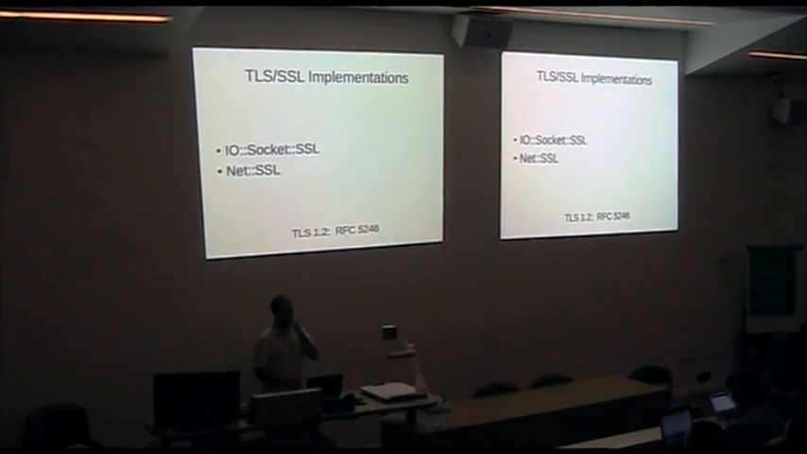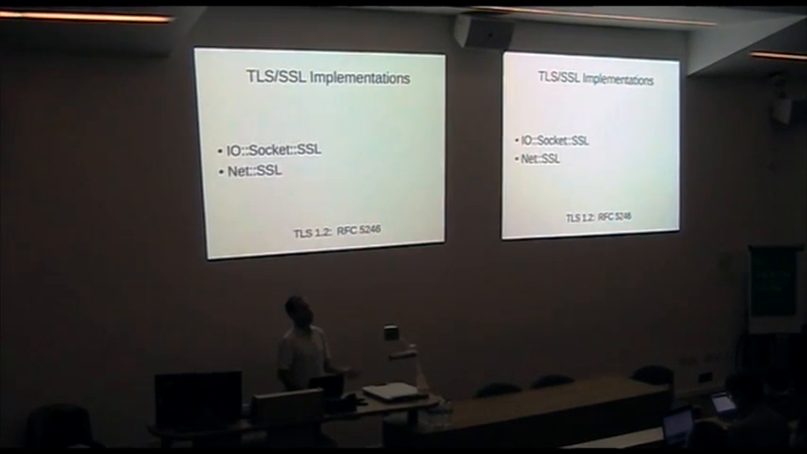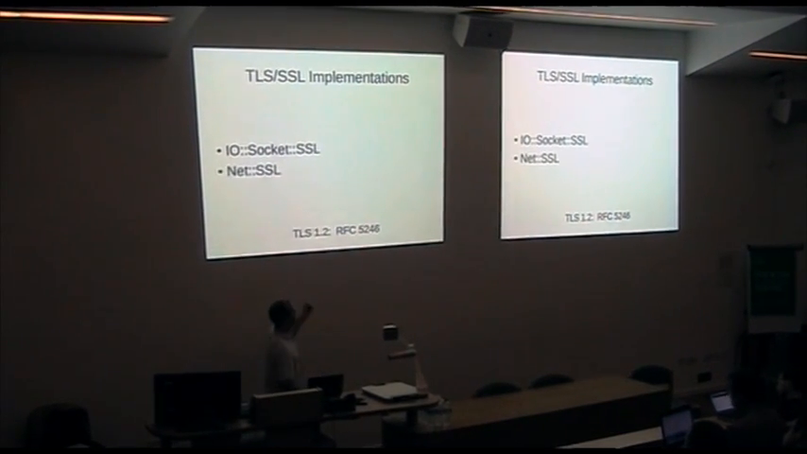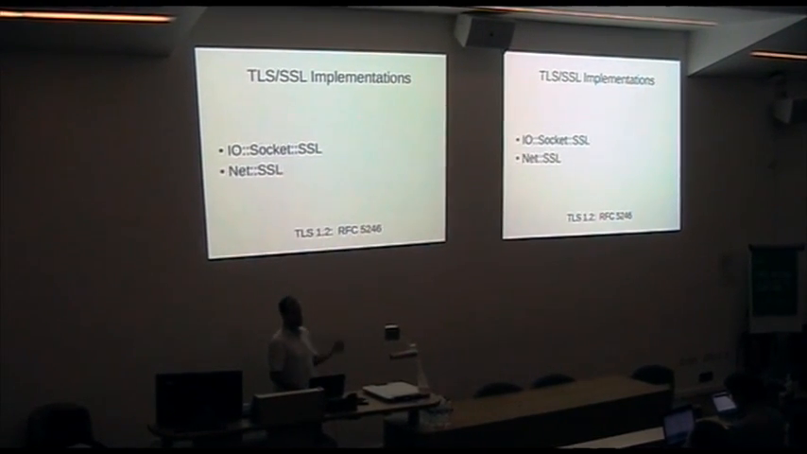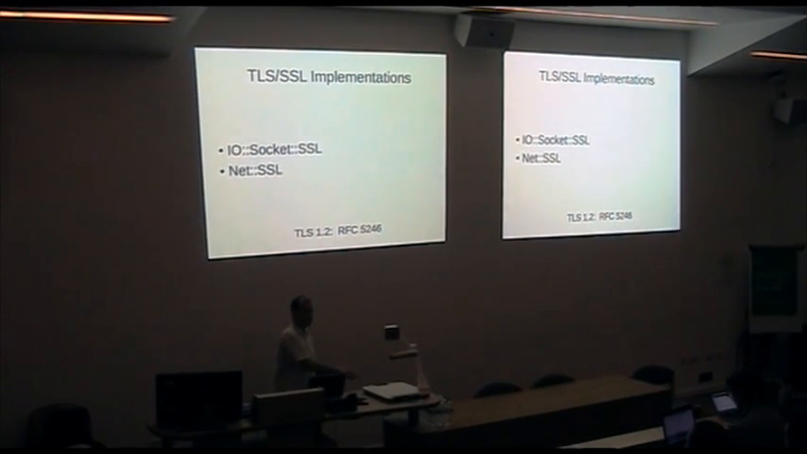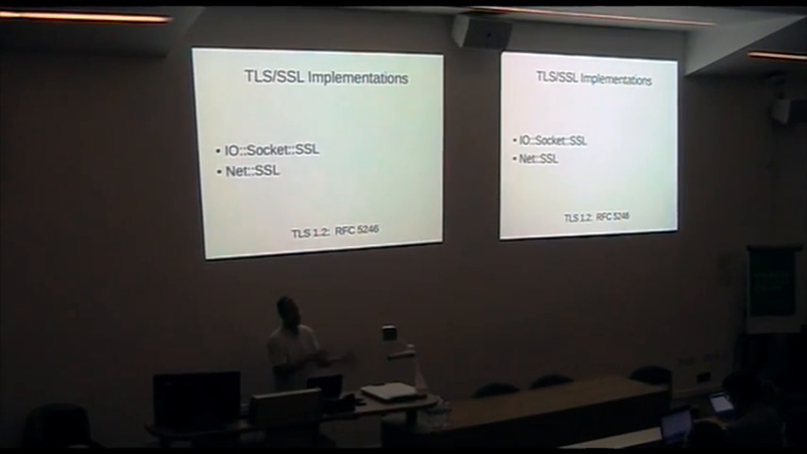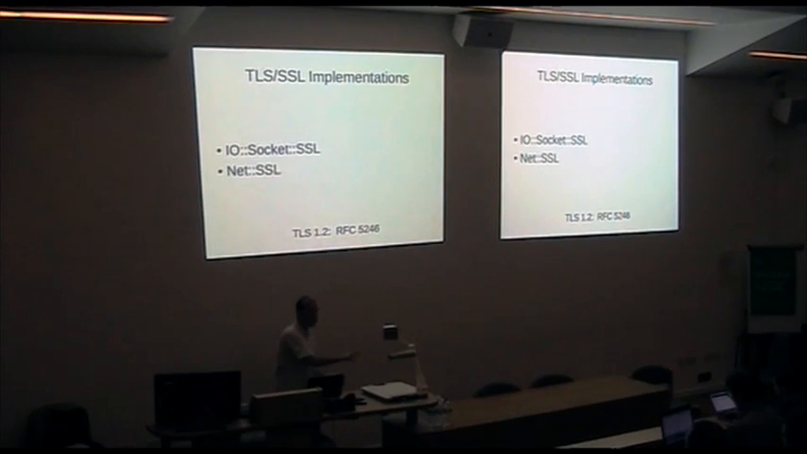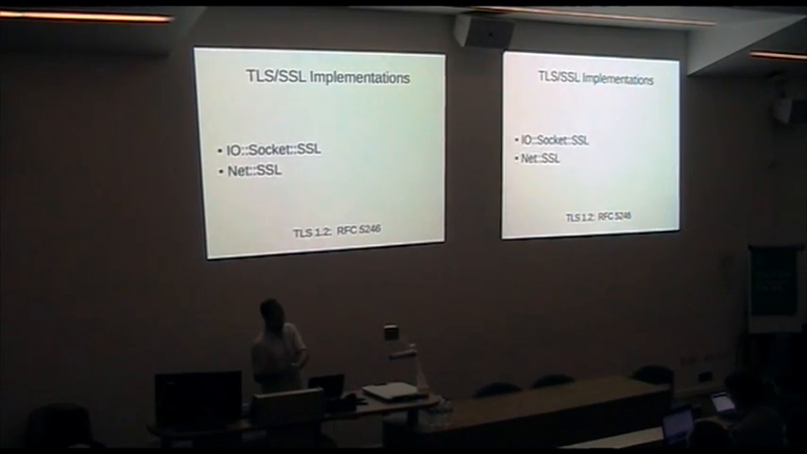If you're using Perl, there are two common TLS implementations. I mention this because both HTTPTiny and LWP can use either of these. They both use the same approach. If IOSocket SSL is already loaded in your current process, they use that. If it isn't, but NetSSL is already loaded, they use that. If neither are already loaded, they'll try to load IOSocket SSL. If they can't load it because it's not installed, they'll use NetSSL.